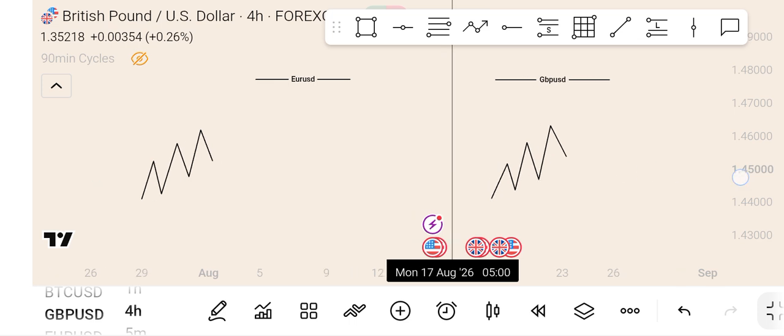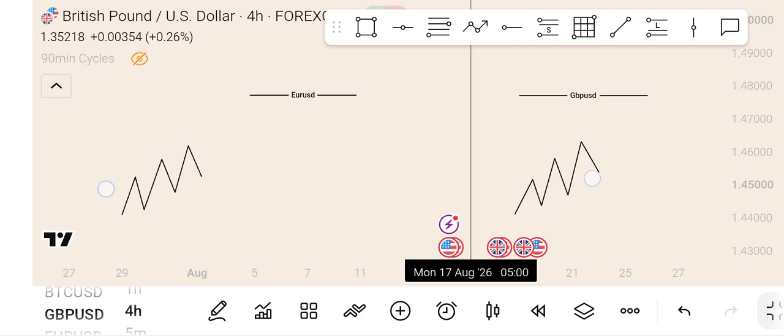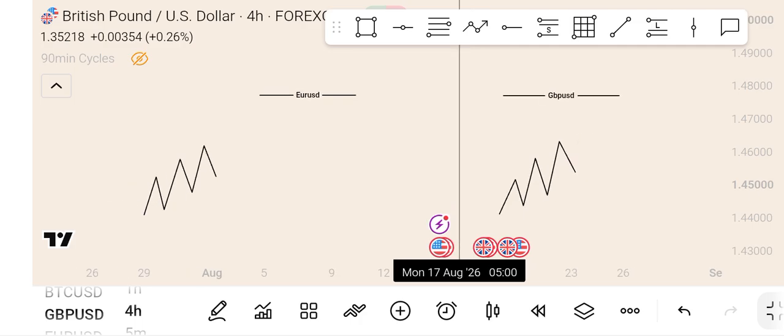So now, what is an SMT? I'll best use an example, but let me first define this. SMT is an inefficiency in two correlated assets. One gives momentum and the other fails. So let me use an example to explain it.